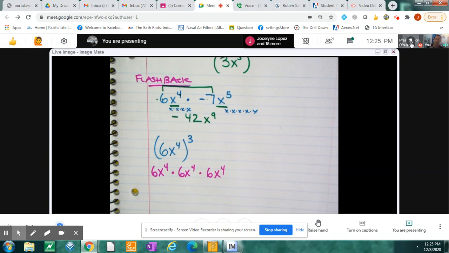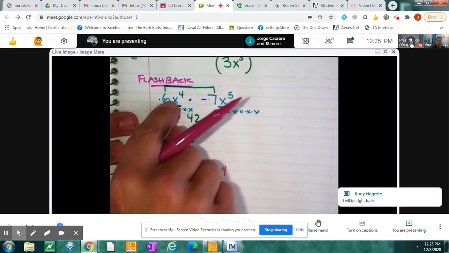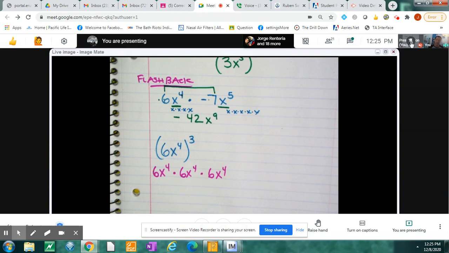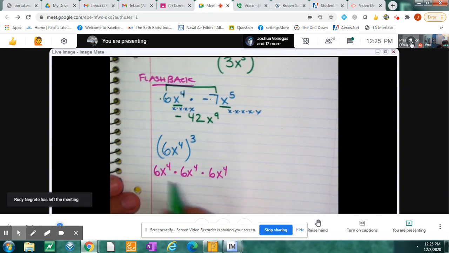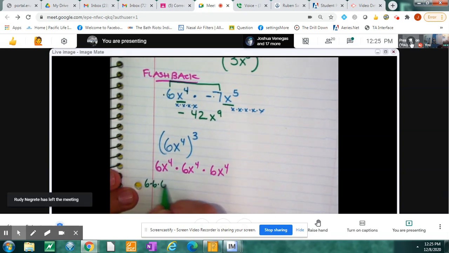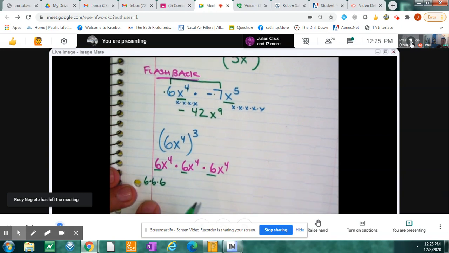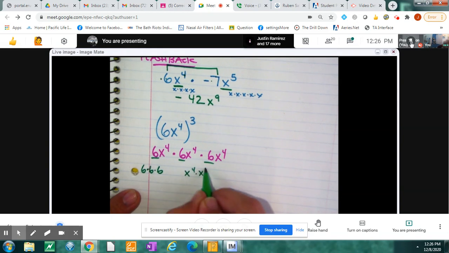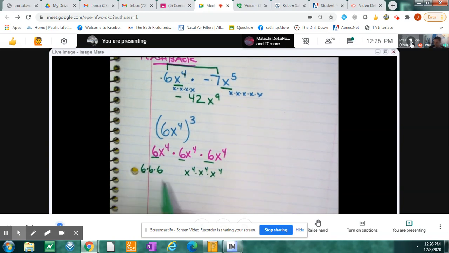So now you do the same thing as what we were doing last time. Again, you're going to multiply. Can I just put the numbers on the side? Yeah, you can put the numbers on the side if that's easier for you, that's fine. And then you could put the x to the 4th, x to the 4th times x to the 4th times x to the 4th. That's fine. So look, what's 6 times 6 times 6? I don't know what it is, so let's go ahead and figure it out.